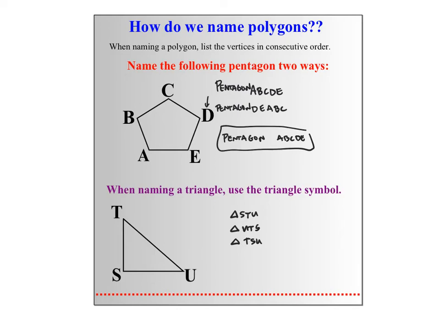Okay, let me go back up to the pentagon real quick. This would not be a way you'd want to name this pentagon. So please don't name it pentagon CDAEB, right? Because if I go from C to D to A to E to B, that's not in order of the letters. So make sure that you go in order. It doesn't matter where you start, as long as you go in order.